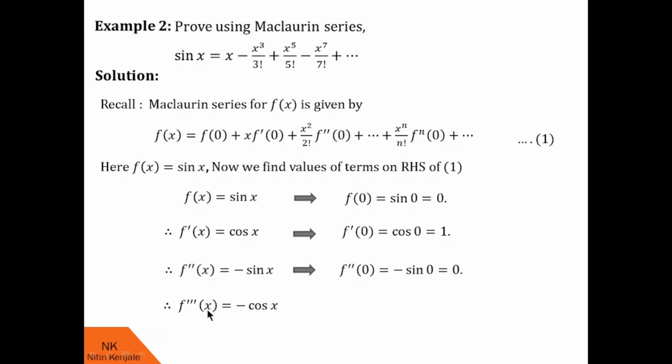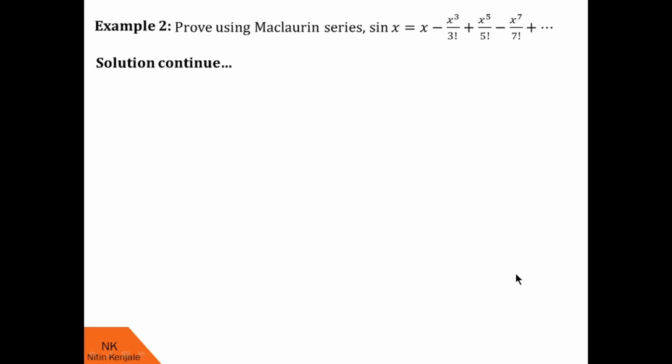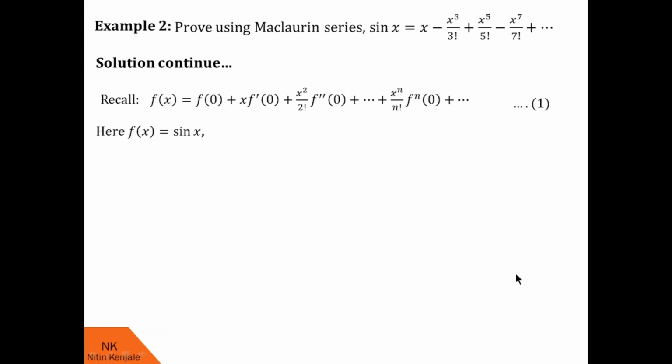Similarly, f triple dash of x will be derivative of minus sin x, which is minus cos x. Therefore, f triple dash of 0 will be minus cos 0, which is minus 1. Similarly, you can find out further values. Now we substitute these values in RHS of 1. Let us carry forward all these new values.